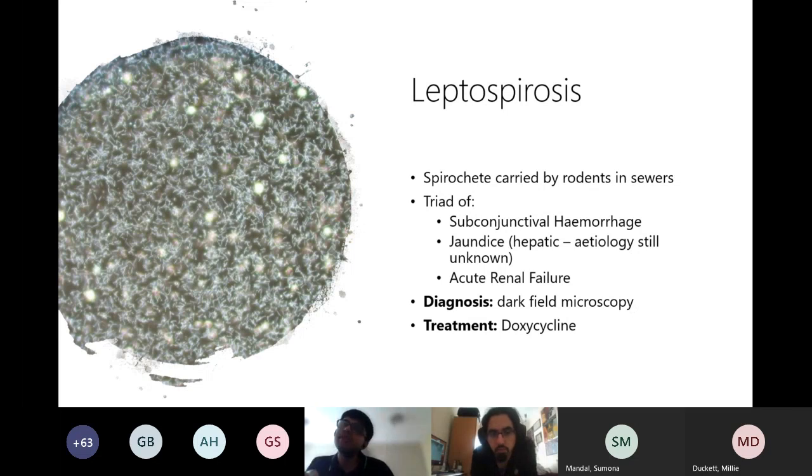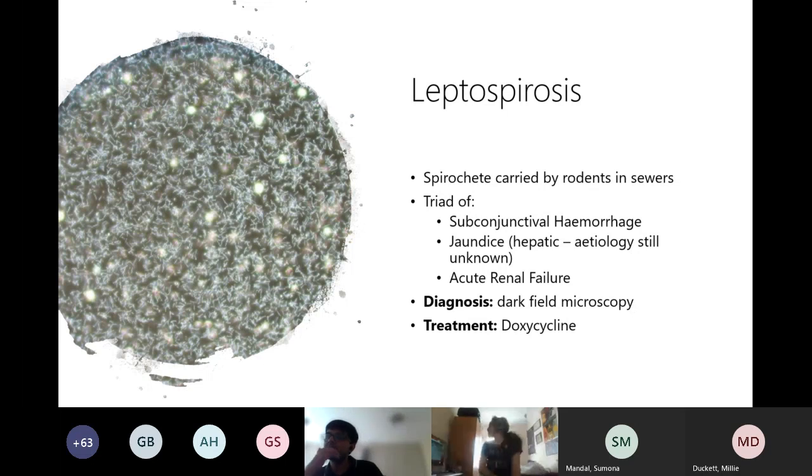It's a triad that you can remember because medicine is just full of triads. They get subconjunctival hemorrhage, jaundice. It's like a hepatic jaundice, but nobody really knows why. We don't really understand the cause. And they also get acute renal failure. Diagnosis is this weird dark field microscopy thing.